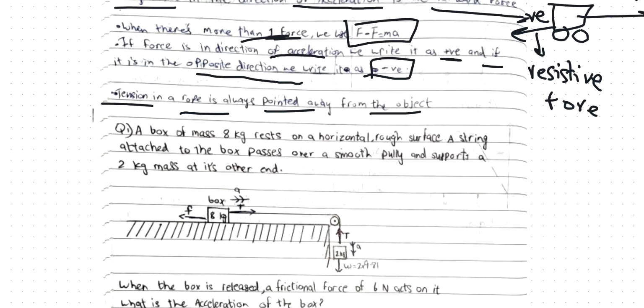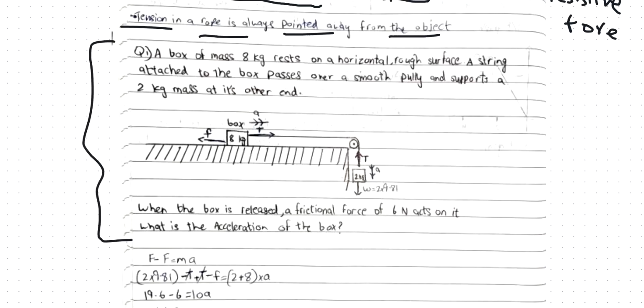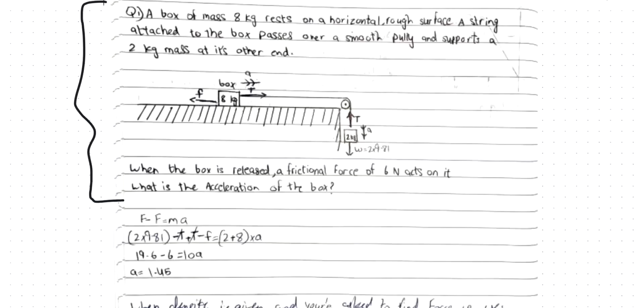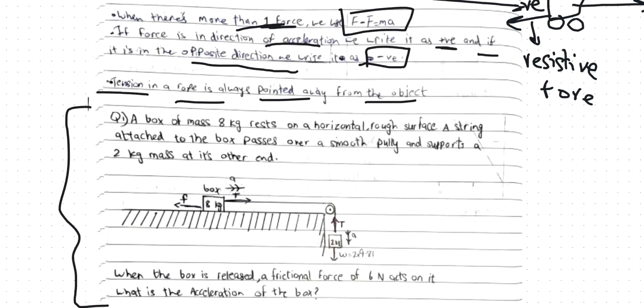A box of mass 8 kg rests on a horizontal rough surface. A string attached to the box passes over a smooth pulley and supports a 2 kg mass at its other end. When this box is released, a frictional force of 6 Newton acts on it. What is the acceleration of the box? This is the type of question they'll ask you in physics because there is not a lot of confusing numbers to deal with. So I think you have enough knowledge now to solve this question. I'll hide the answer. I'll give you 2 minutes to find the answer.